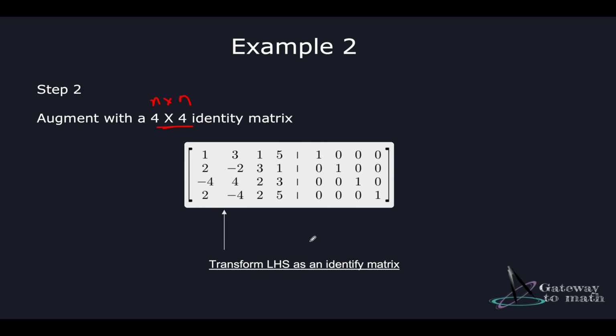Now what is our aim here? Our aim is to actually convert this matrix into an identity matrix. So we have to make our original matrix an identity matrix, and when we do that, all the operations that we perform will give us a matrix on the right hand side, and that matrix will be the inverse of our original matrix. Okay, so this is how we augment. Let's start.